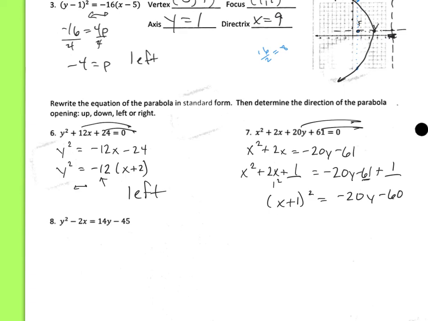So on the right-hand side, remember you want a number in front of the parentheses. Sometimes that number is a 1, but in this case we're going to factor out a negative 20. Leaves you with y plus 3. So now we have x squared, so it either goes up or down. You can tell that that number out in front is negative, so this means it goes down.